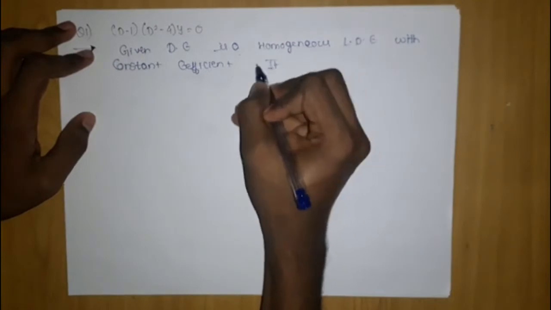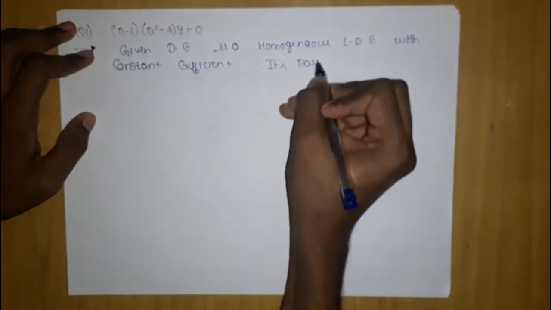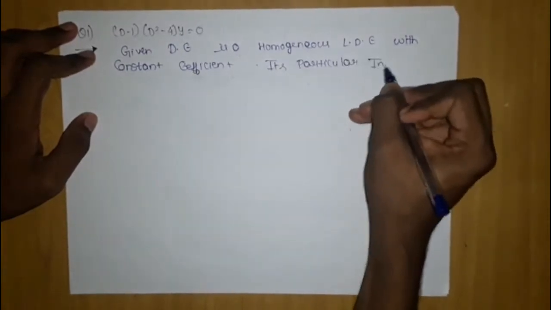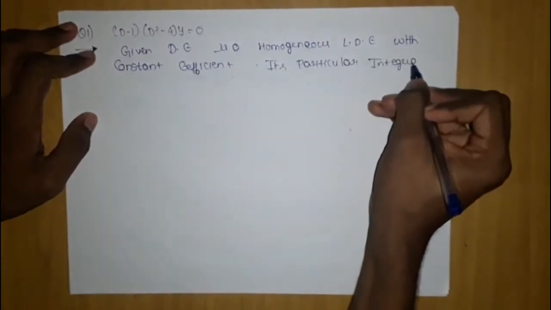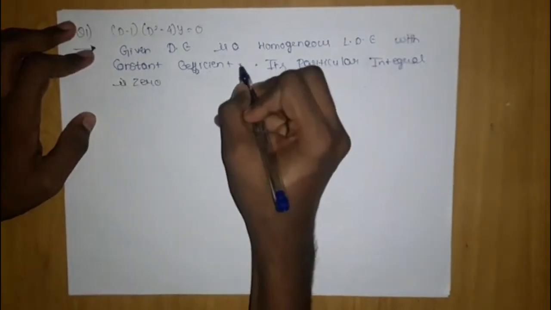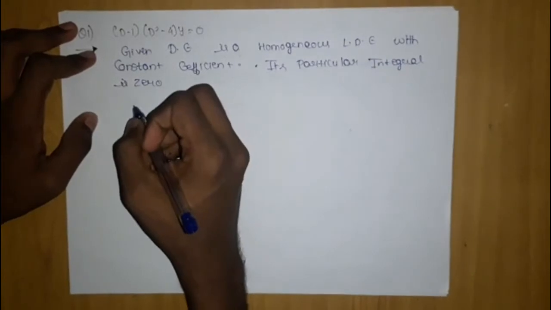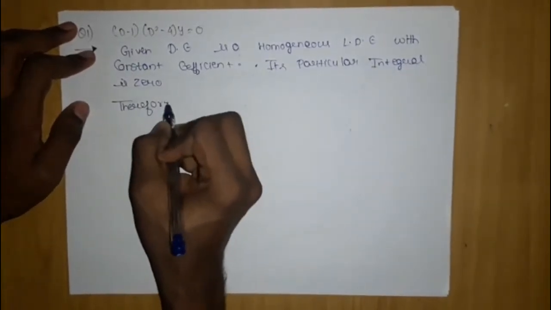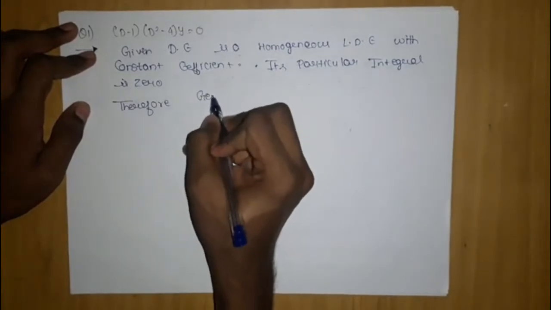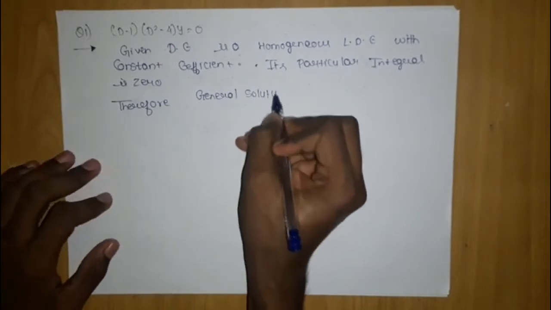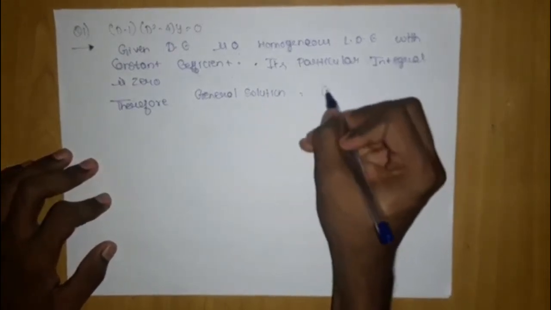You have to mention its particular integral as well. Since q of x is 0, its particular integral is 0. These two things you have to mention. After this, therefore, you have to write the complete general solution. The general solution is nothing but only the complementary function.